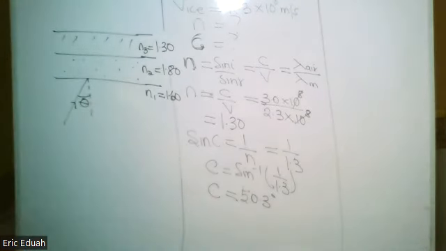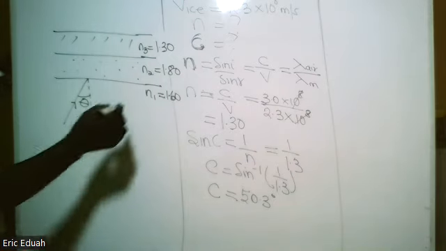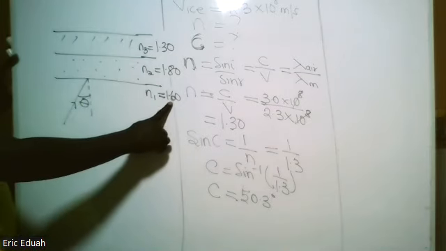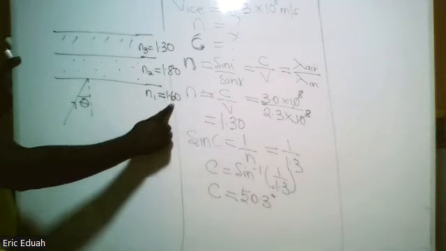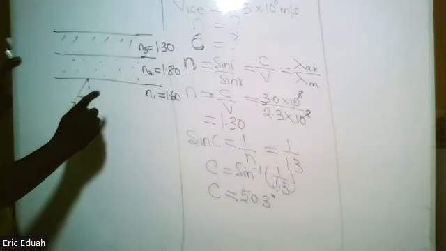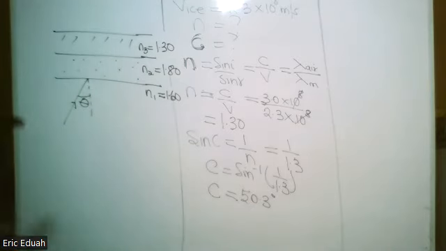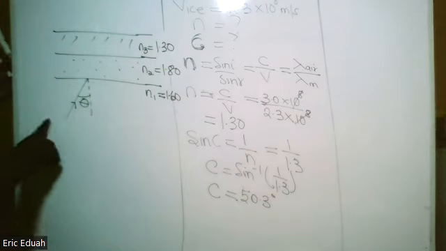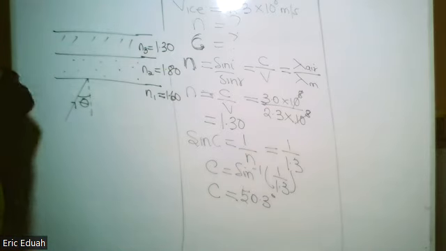Okay, so we have to find theta. Now, this material N1 has an index of refraction of 1.6, N2 has an index of refraction of 1.8. Please, which one is denser? Is it 1 or 2? Which one is denser? 2. Oh, so 2 is denser.